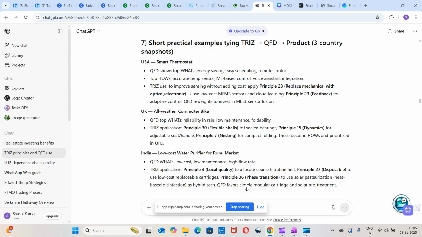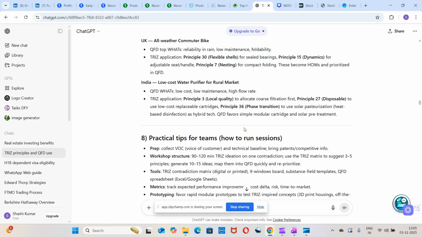India: a low-cost water purifier for the rural market. The whats are low cost, low maintenance, and high flow rate. That's the QFD. TRIZ application is principle 3, local quality, to allocate coarse filtration first; principle 27, disposable, to use low-cost replaceable cartridges; and principle 36, phase transition, to use solar pasteurization, heat-based distillation, as a hybrid technology. So that's how we can use QFD and TRIZ together.